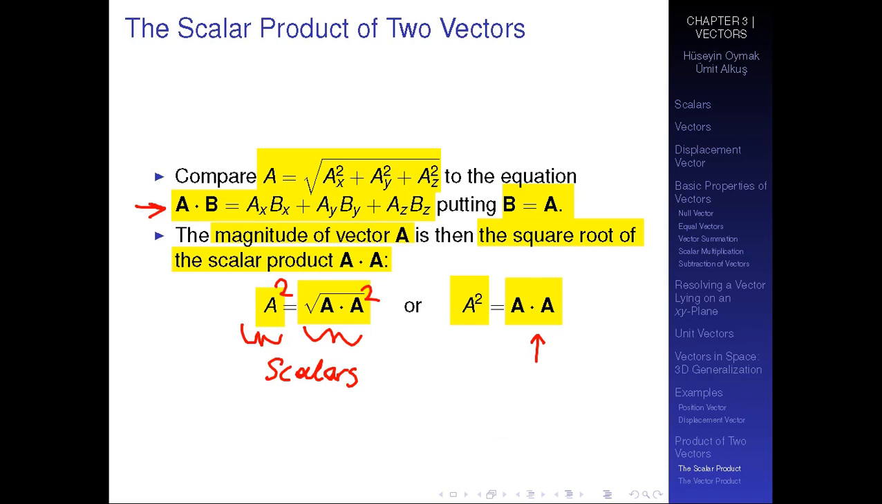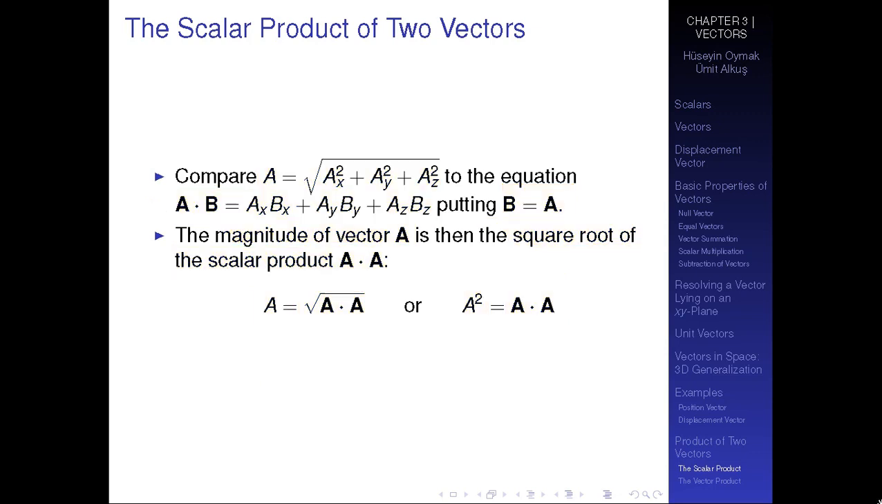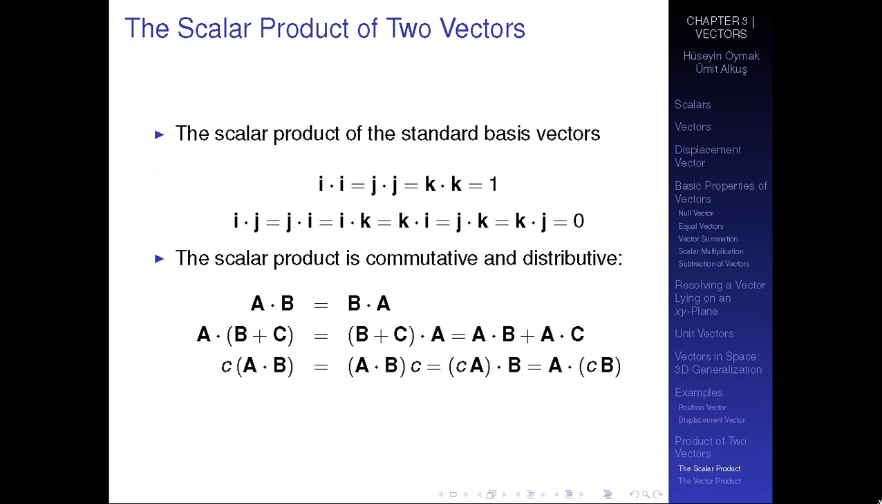Alright, everything is so far so good. Then, what about the standard basis vectors in 3 dimensions? That is, i, j, and k. The answer is on the next page. Remember that i, j, and k are unit vectors. In other words, the magnitude of each one is 1.